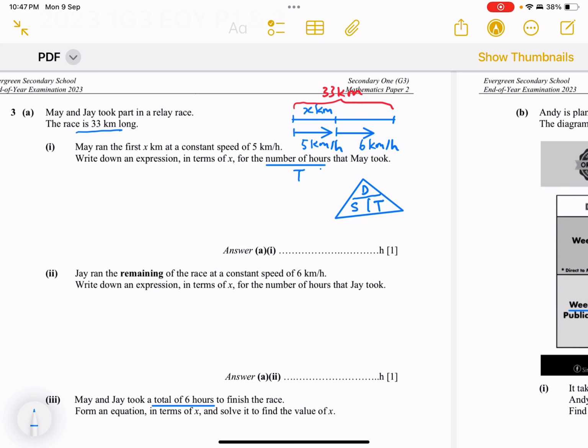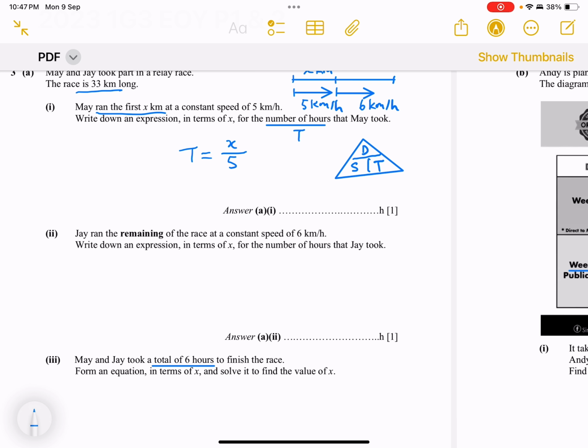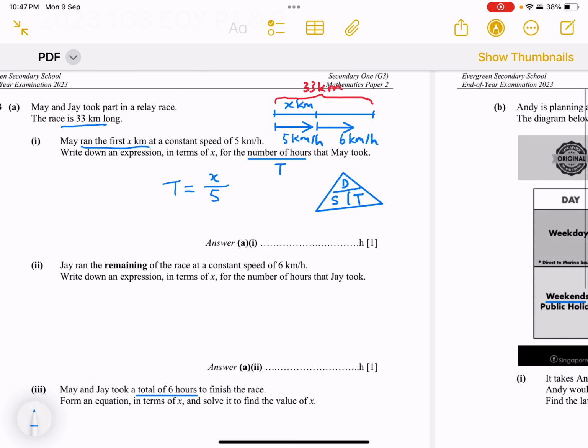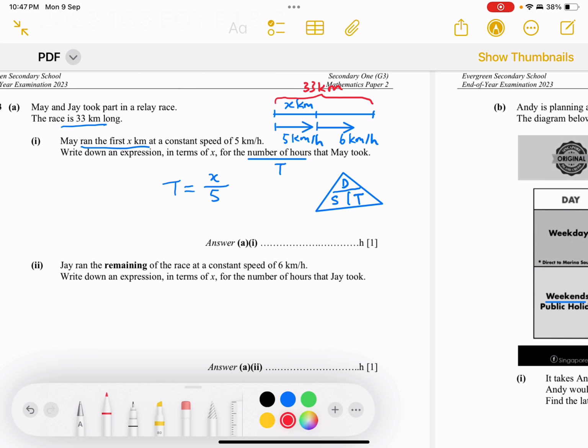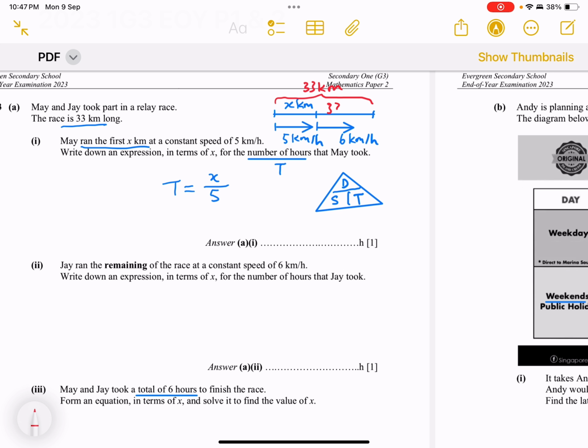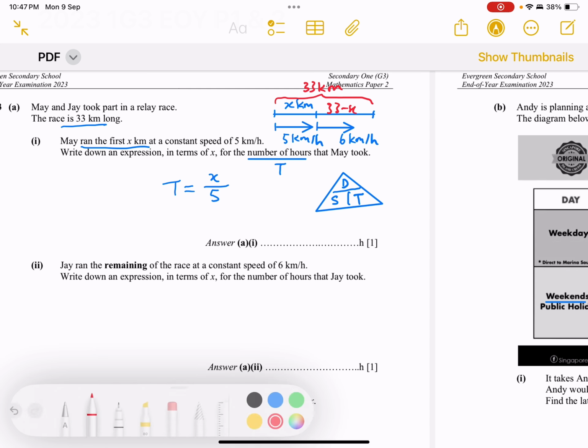So write down in terms of x the number of hours May took, right? So the number of hours, which is t, so the time is distance over speed. So distance is x and the speed is 5. Okay, so that is for the first part of the journey. Now for the remaining part of the journey, if x is the first part of the journey, then the remaining part is 33 minus x.